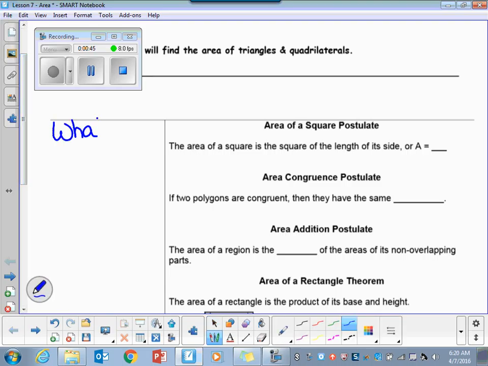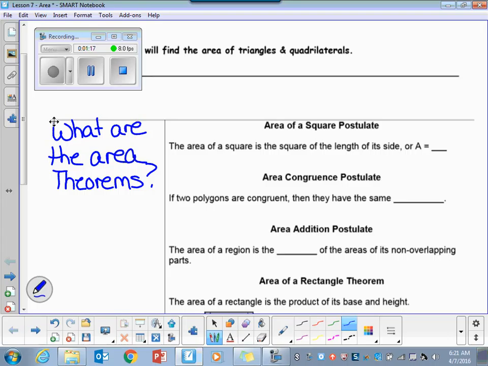What are the area theorems? Now, the very first one we're going to discuss is actually a postulate. And I want to pause for a moment and ask you, what is the difference between a postulate and a theorem? Hopefully, you remembered that a postulate we accept without proof. A theorem is something we can prove.